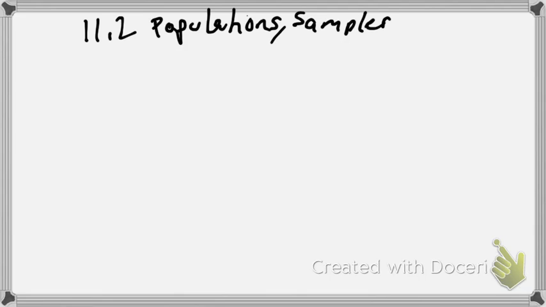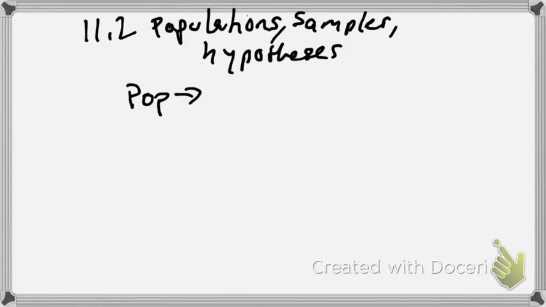So this is 11.2, and this is about populations, samples, and something called hypotheses, which all of you know what that is already. So hopefully this is a quicker lesson. A population is a collection of data. So a population is a collection of responses, it's questionnaires, it's just a collection of data.